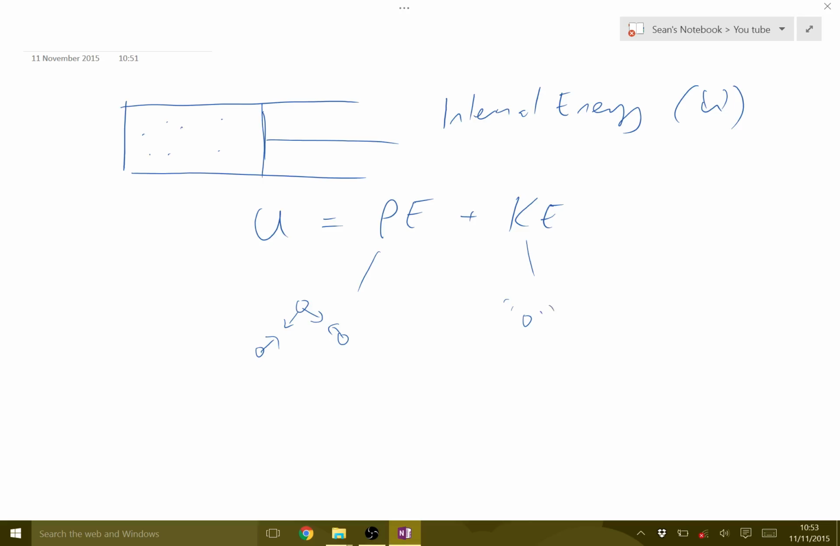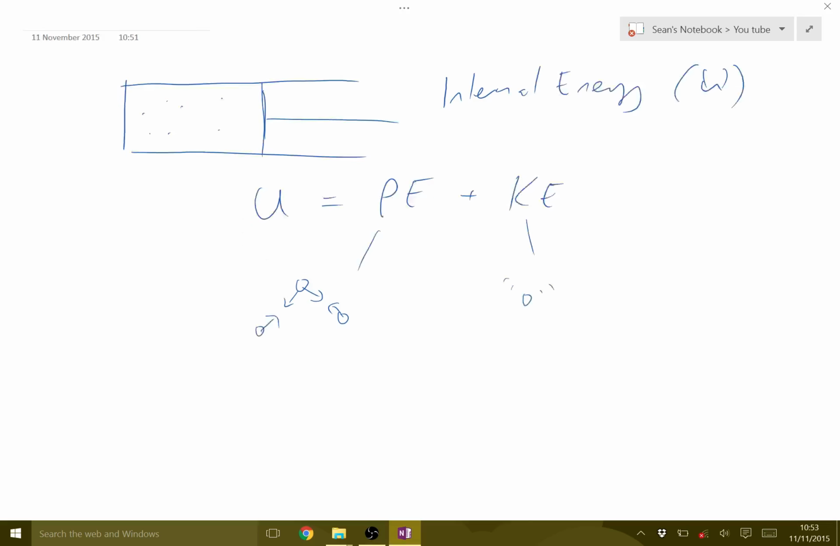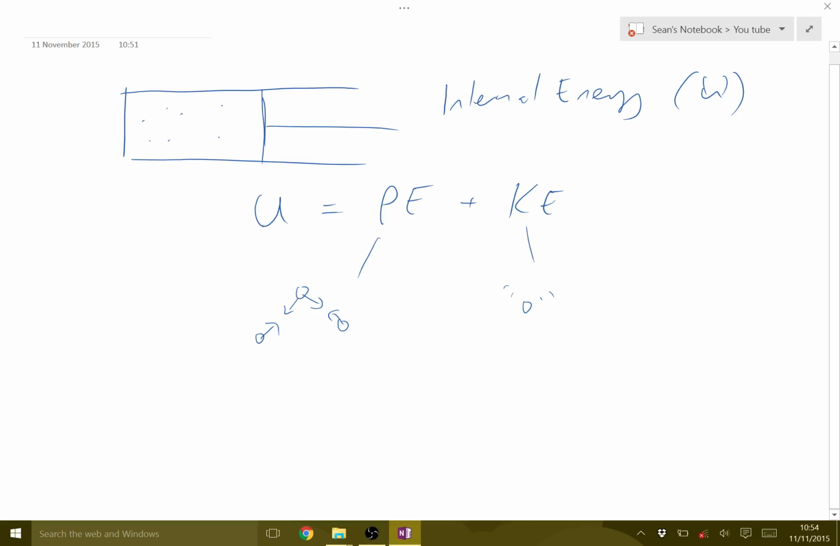Remember, kinetic energy is to do with the temperature. So temperature is a measure of kinetic energy. But these two things combined give us our internal energy U. And we know that U is always constant in a system on its own. If this piston is completely isolated, the energy cannot change. It has to remain a constant.